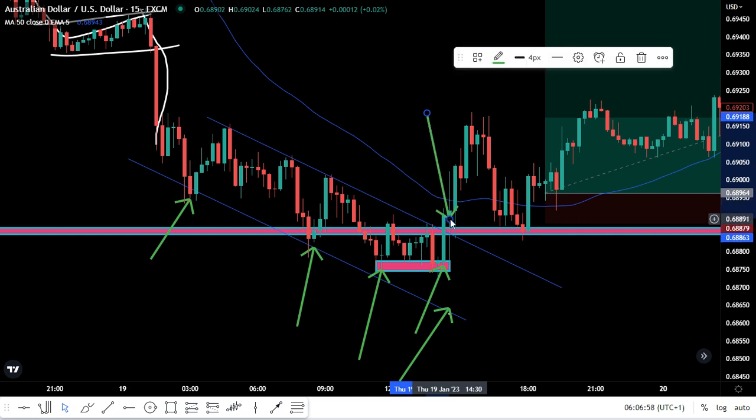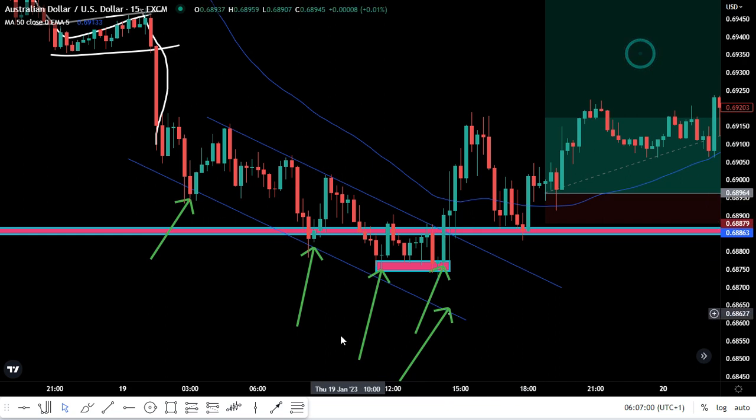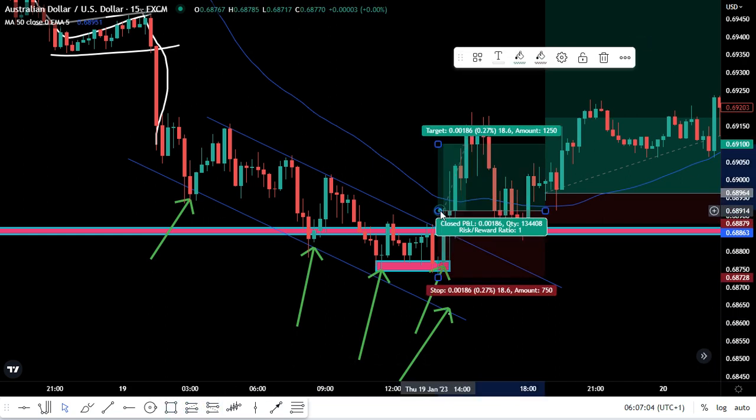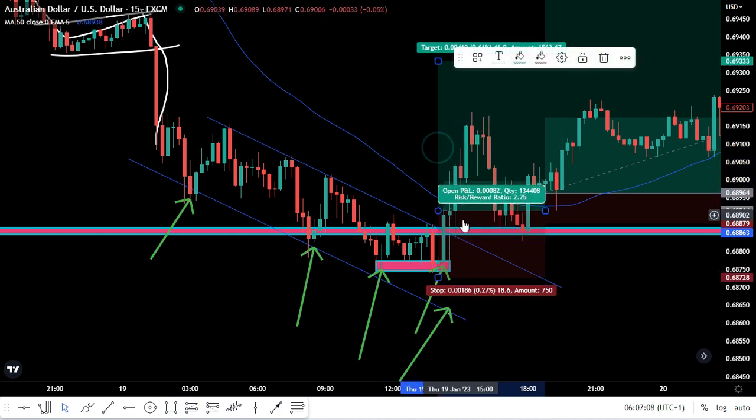But the point is that our major entry point using this particular pattern is just here. That is the major thing we are considering. So this is the point you make entry using the descending channel and the double bottom.